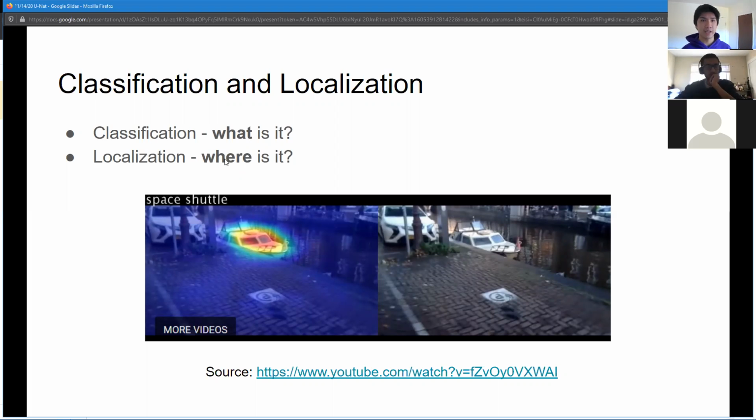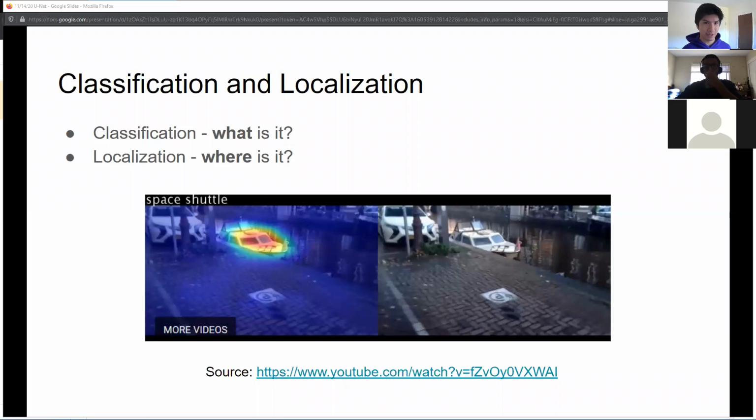But there's also another question we can ask, which is where is it, right? So if you have an image, for example, what you see here, and you're trying to classify it, you might get that there's a boat somewhere in the image. In this case, it does not give the right classification. Is it a space shuttle? Maybe it kind of looks like a space shuttle, but nonetheless, it's trying to classify something in the image, right? But the other question we can ask is, okay, cool, there's something in the image, but where actually is it?